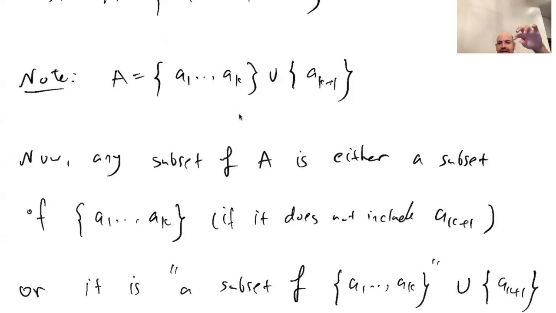Because if it doesn't have A(k+1), then it's a subset of A1 to Ak. If it has A(k+1), once I remove it, it will become a subset of A1 to Ak, which means in that case, the subset of A will be a subset of A1 to Ak union A(k+1) itself.